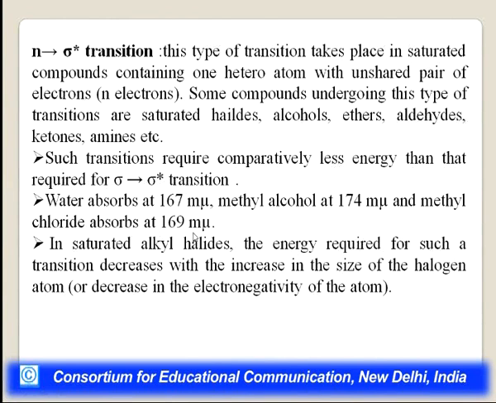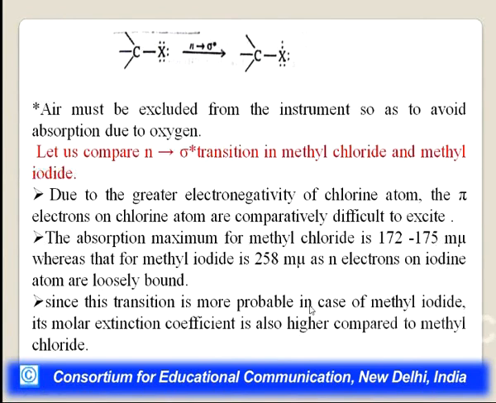In saturated alkyl halides, the energy required for such a transition decreases with increase in the size of the halogen atom. Why is it so? Because electronegativity decreases as the size increases. So here you can see this is a saturated carbon along with a heteroatom which contains non-bonding electrons. So a non-bonding to sigma star transition will be included in this spectroscopy. Air must be excluded so as to avoid absorption due to oxygen.